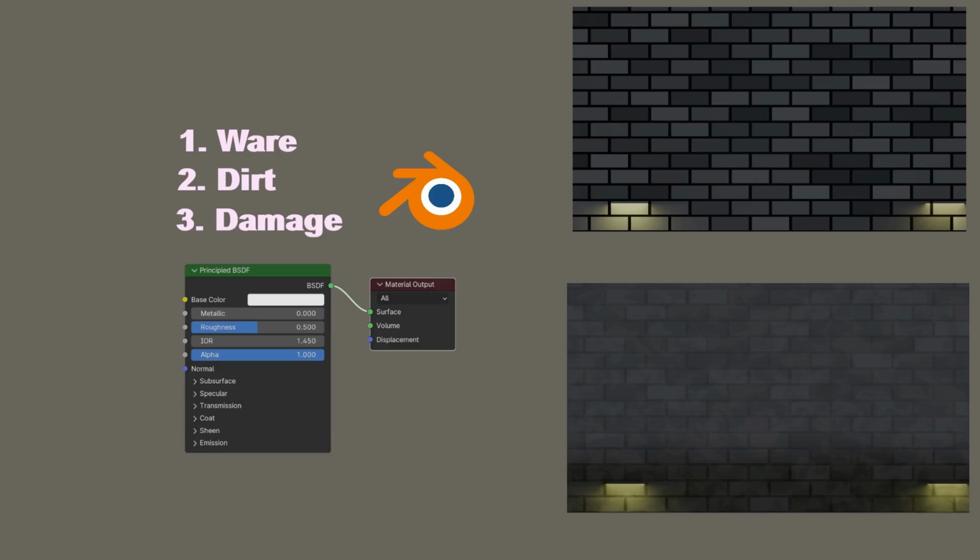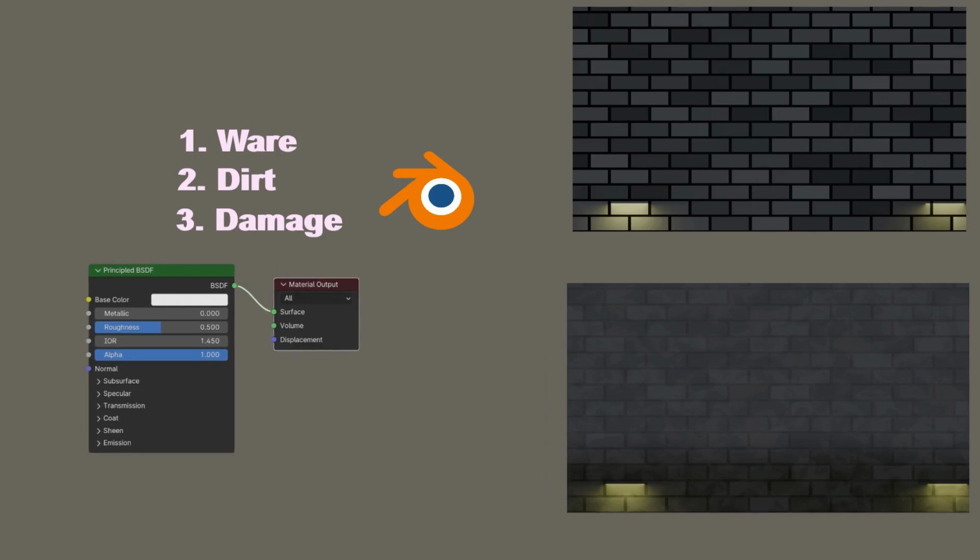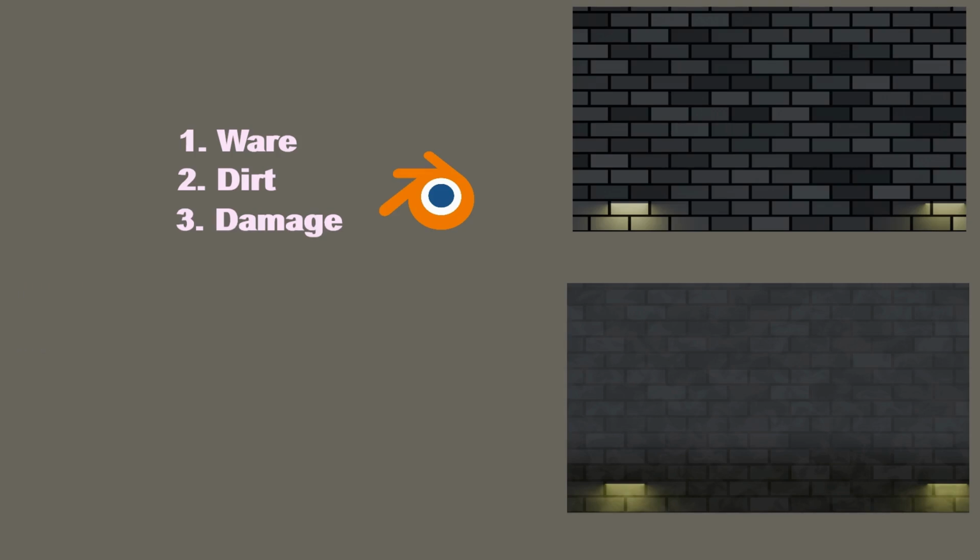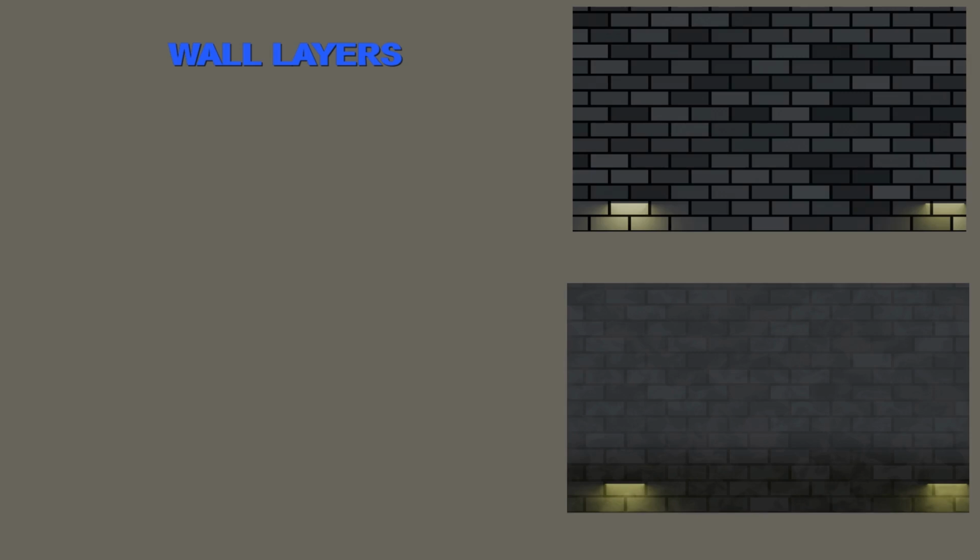In this video, I'll show you how to add realistic wear, dirt, and damage to any wall in Blender, using node-based materials only. Before we touch any nodes, it's important to understand how this material is structured. If you skip this part, the node setup won't make sense later.